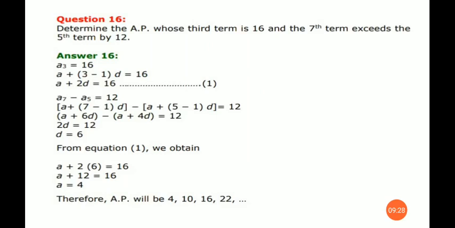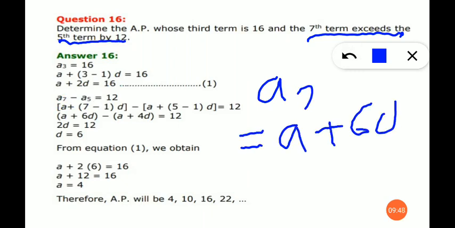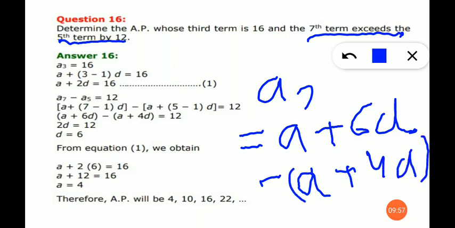Secondly, it is given that the seventh term exceeds the fifth term by 12, which means the difference between both the terms is 12. A7 minus A5 is equal to 12. Now what is A7? A7 we can write as a plus 6d, and A5 we can write as a plus 4d. We have to subtract both the equations. On subtracting, our a and a get cancelled and we get 6d minus 4d, that is 2d is equal to 12, and hence d is equal to 6.